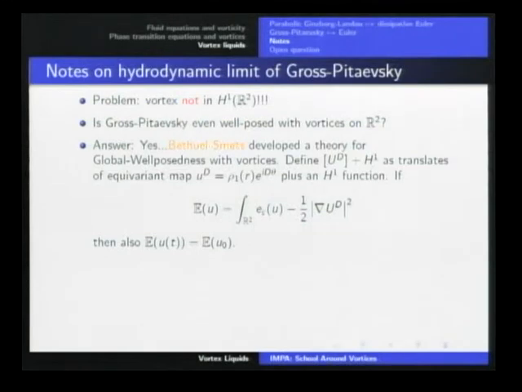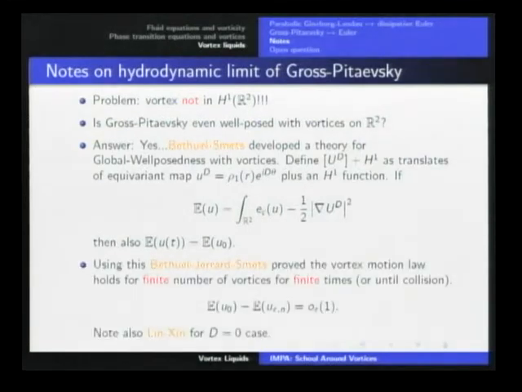This energy kind of makes sense, right? And they also show that this renormalized energy is conserved. This is also very important. So it has a kind of Hamiltonian structure also. And then Bethuel, Gravejat, and Smets use this to prove the motion law for a finite number of vortices for finite times. There's also something by Lin and Xin for degree 0, but we want the degree to be going towards infinity.